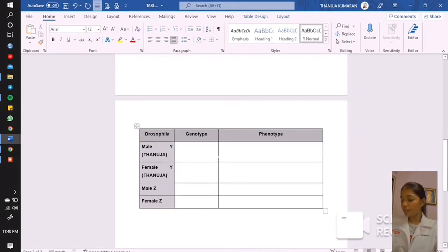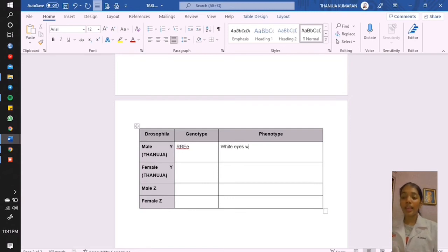So when I flip the 10-cent, I get the head, which represents capital R, and the second time I also get the head, which represents capital R. For the body color, I flip the coin, I get the head, which represents capital E, and the second flip I get the tail, which represents small e. So the phenotype is red eyes with black and tan.